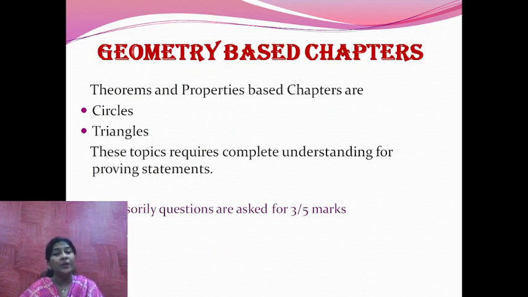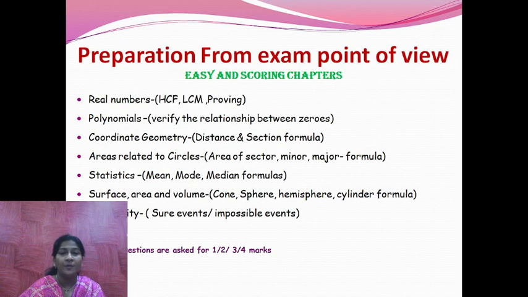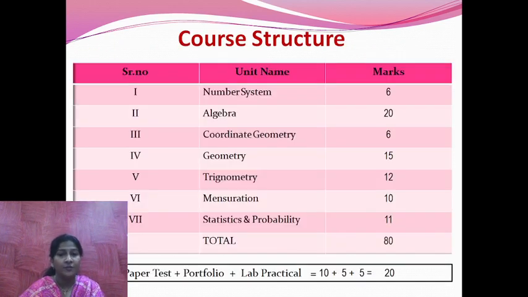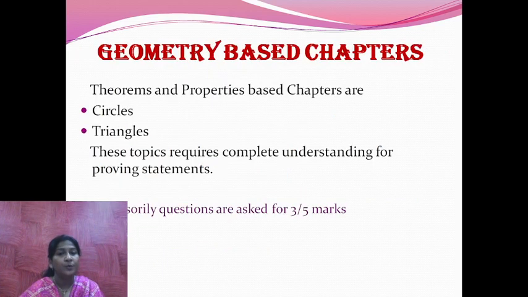Then next, geometry based chapter. There are two geometry based chapters, that is the circles and triangles. So for geometry based chapters, the marks weightage is 15. So if you prepare these two chapters thoroughly, students, you can score 15 marks.